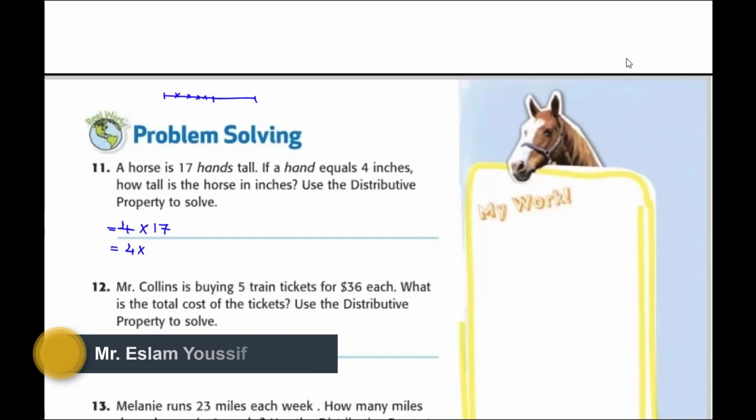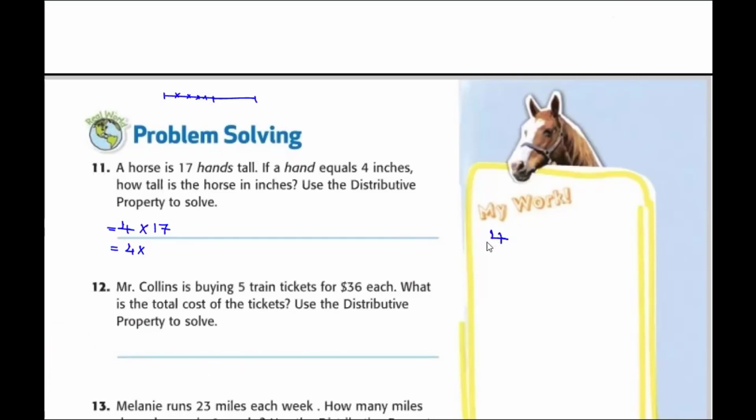I will solve here, so I will write 4 times 17. So it would be 4 times, open a bracket. Not 1. What is the value of 1 in 17? Leave the book, please. Even if you give me a wrong answer, I will accept it. No problem for me. The main point for me is that you understand.